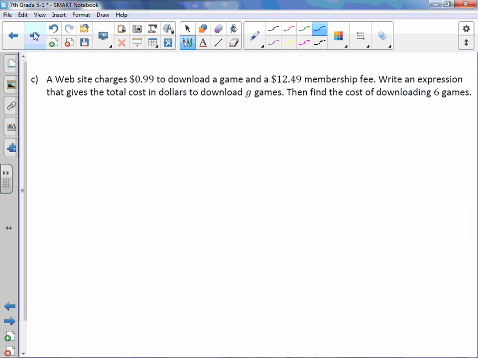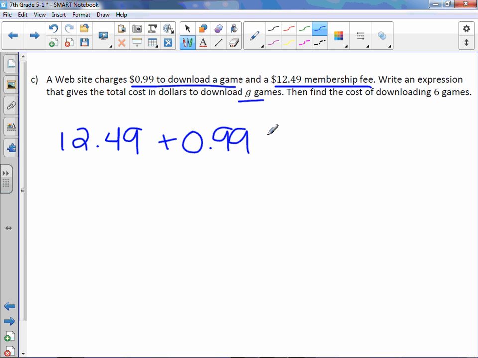A website charges 99 cents to download a game and $12.49 membership fee. Write an expression that gives the total cost in dollars to download G games. Then find the cost of downloading 6 games. We already have our variable. The membership fee is $12.49 plus an additional 99 cents per game. So 99 cents times games. This is our expression.